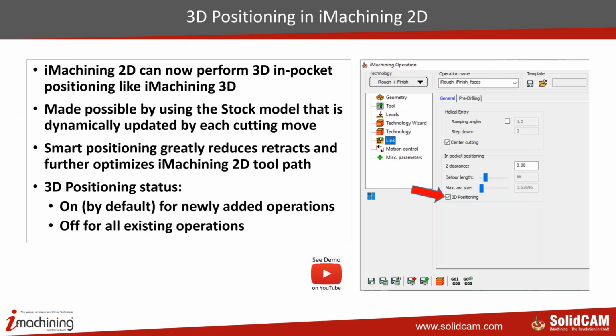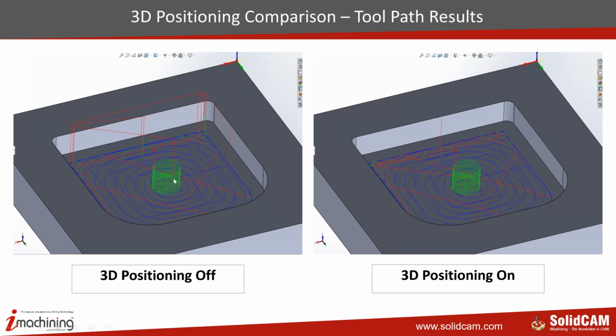Another new function introduced in iMachining 2D is 3D positioning. This new function is available under Link. You can use 3D positioning where, if you have a pocket like this, you find a lot of retraction when it comes to the corner. It goes to the clearance plane, gets repositioned, then machines this corner. If you use this 3D positioning function, you will not find any retraction. All the linking will happen within the same level, and you will not find any retraction in the toolpath generation.